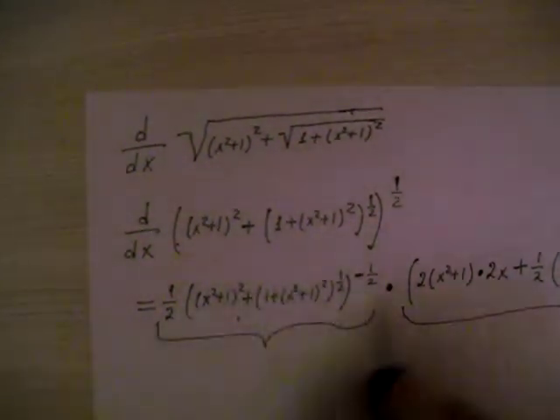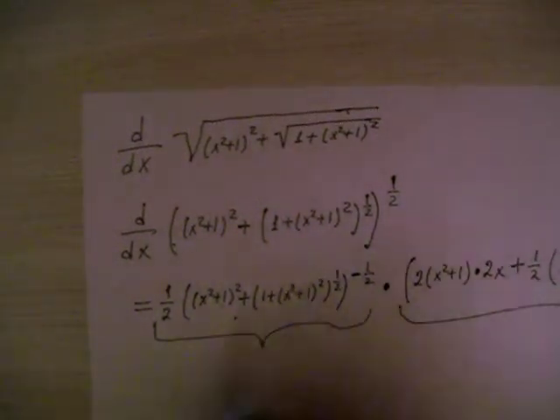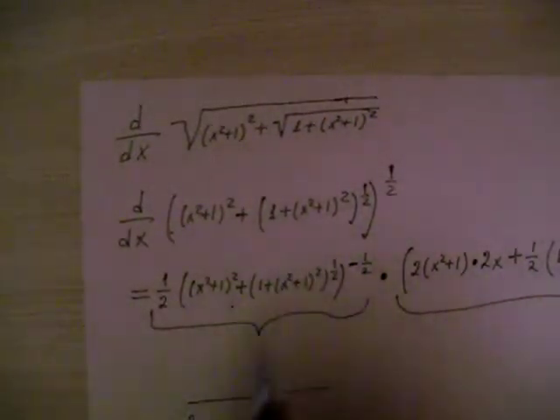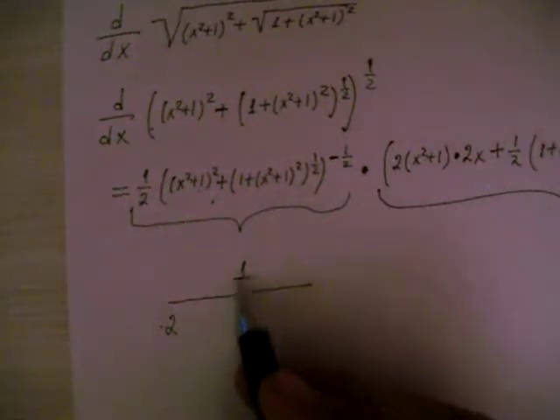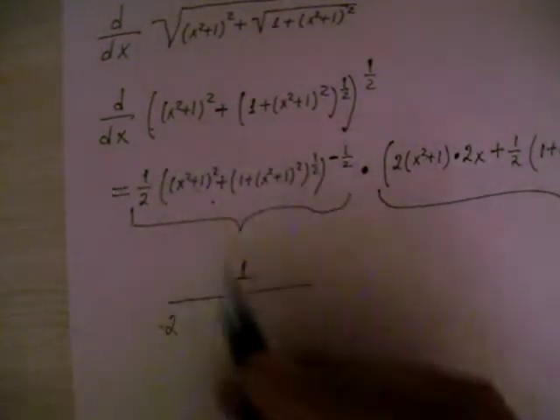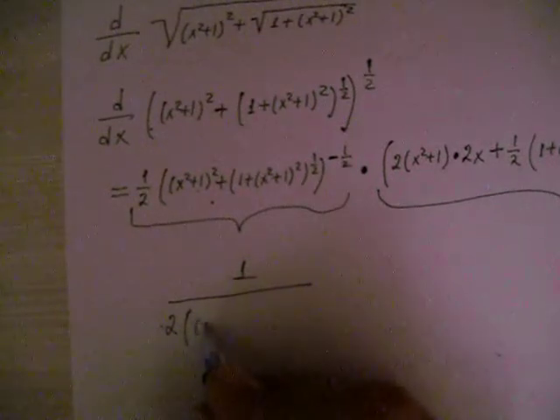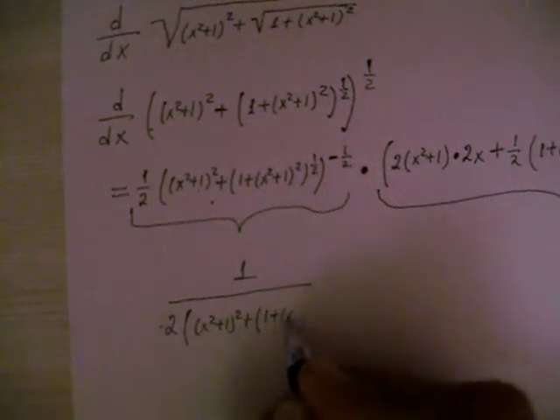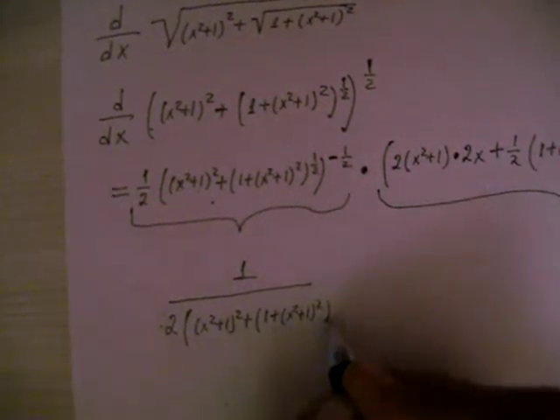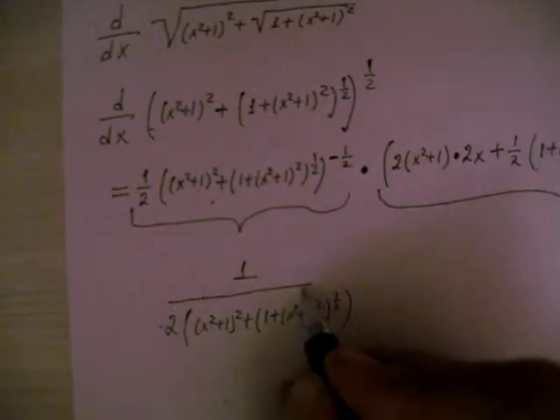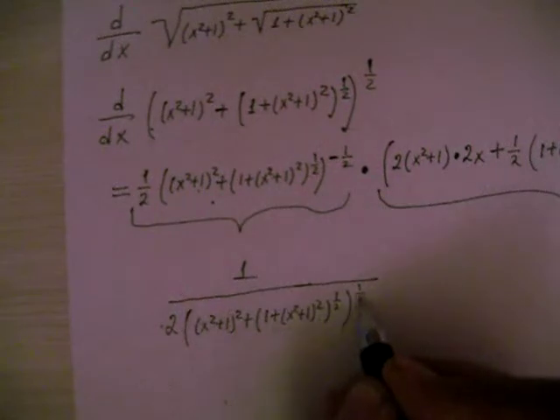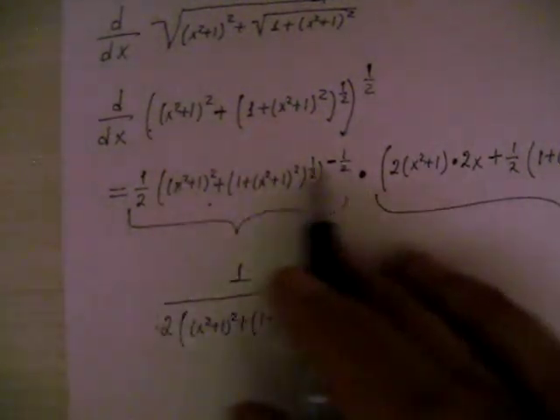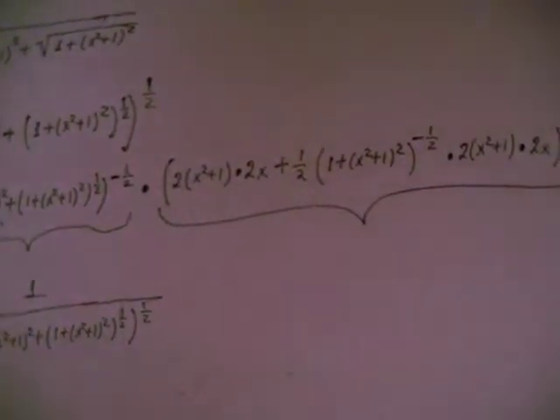So the first factor will look like 1 over 2 times this expression. 1 over 2 times this expression. Okay, so that will be x squared plus 1 squared plus 1 plus x squared plus 1 squared to the quantity to the power of 1/2, and outermost function, the power will be again 1/2. Okay, this is our first factor, and now we go to the second factor. So times.